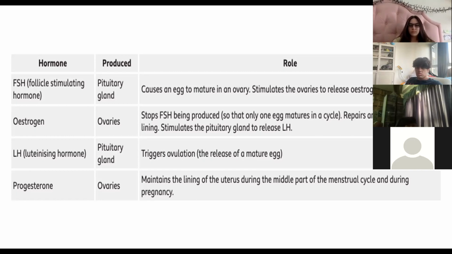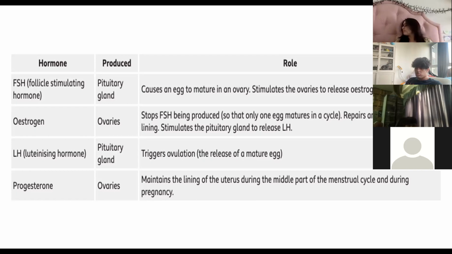Now the LH is again in the pituitary gland. LH is the luteinizing hormone. Now it will start triggering the ovary again for what? For the release of the egg, one egg. So the process of ovulation will occur because of the luteinizing hormone, because it was triggered by that only.